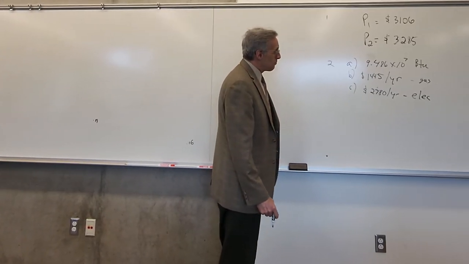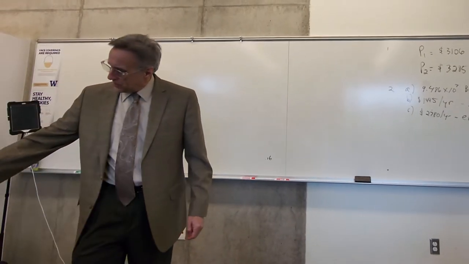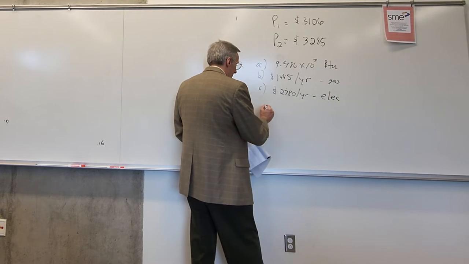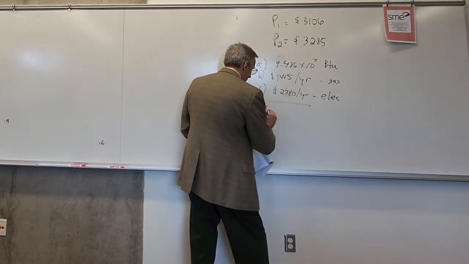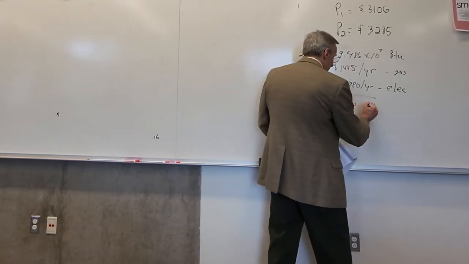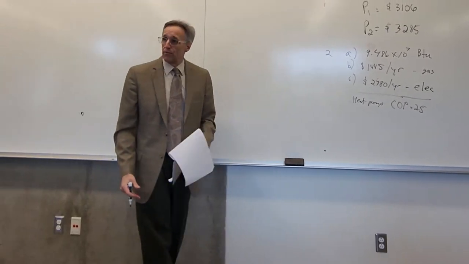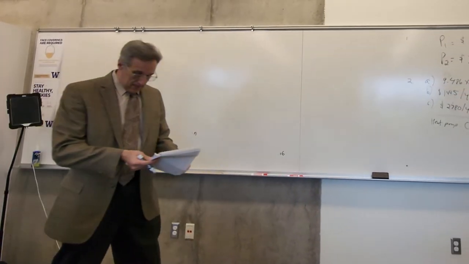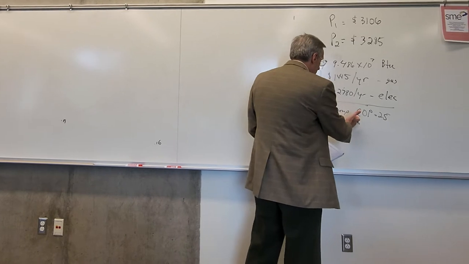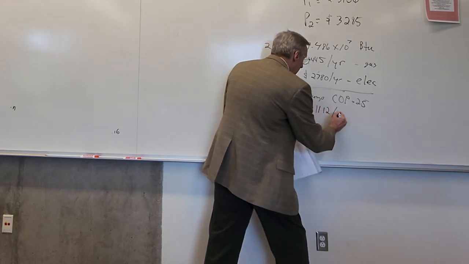Now, we could have had another option here. I don't think it was in the homework, but let's run a comparison. If we used a heat pump with a COP of 2.5, basically 2.5 times more efficient than the electric baseboard heat, we're still paying for electricity to run the heat pump. But if you do the cost analysis at the same electricity cost, it's $1,112 per year.